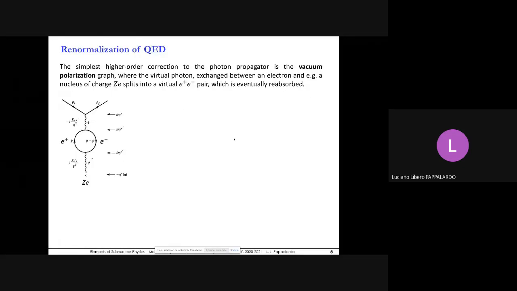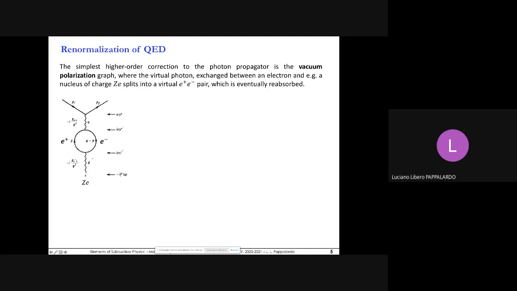So let's consider, for instance, a scattering of an electron with an atomic nucleus. So a Coulomb scattering mediated by a virtual photon. At first order, this will be just mediated by a single photon, with its standard propagator. Now let's consider a higher order process, like the one you see here, where the virtual photon, which is exchanged between the electron and the proton, or the nucleus, whatever, splits into an e+ e- pair, which are then again reabsorbed into a photon, which at the end goes to the nucleus.